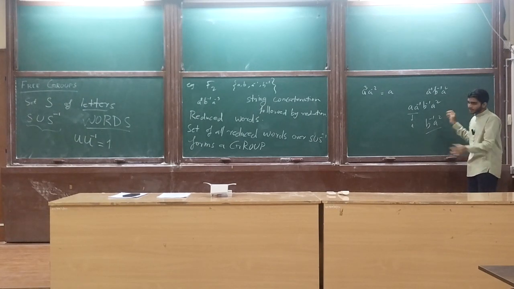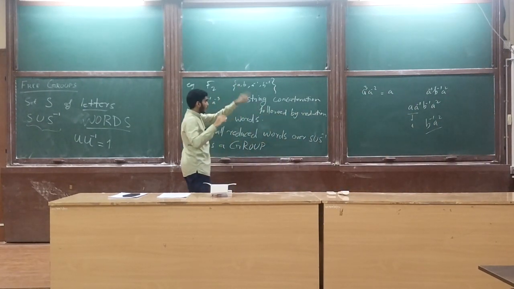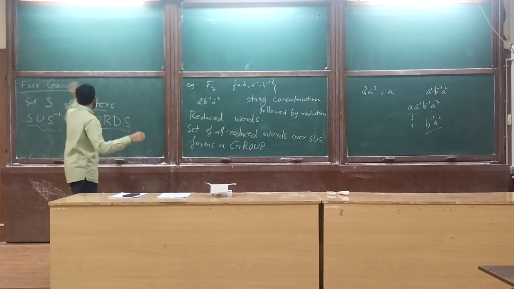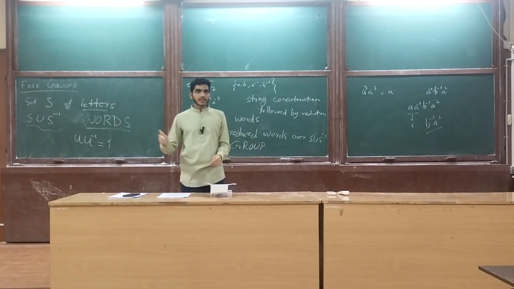So I'm claiming that the set of all reduced words with the operation of concatenation followed by reduction forms a group, and that's called the free group on the set S. So this was the example of the free group on two letters. Hope you guys understand.